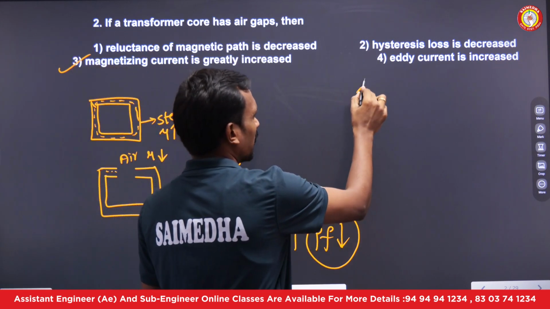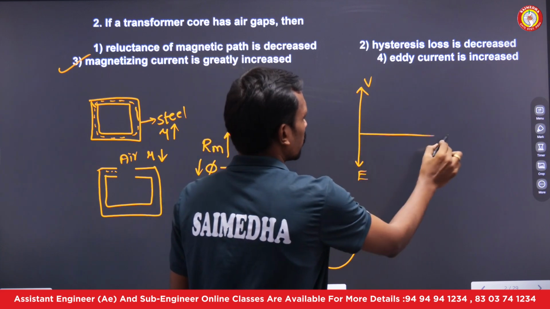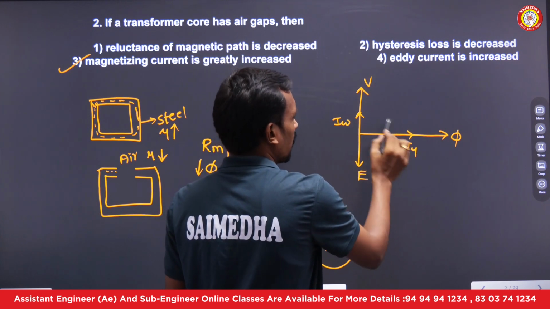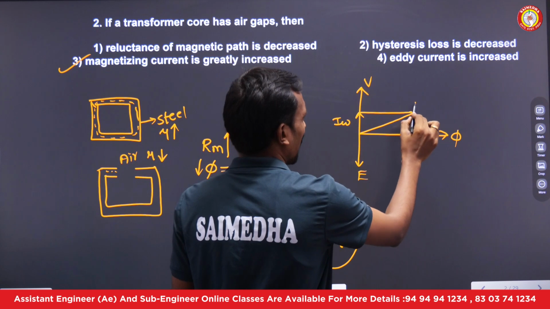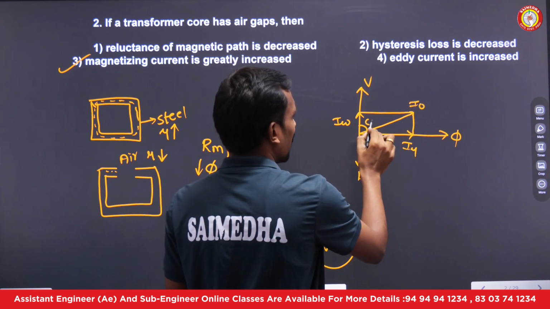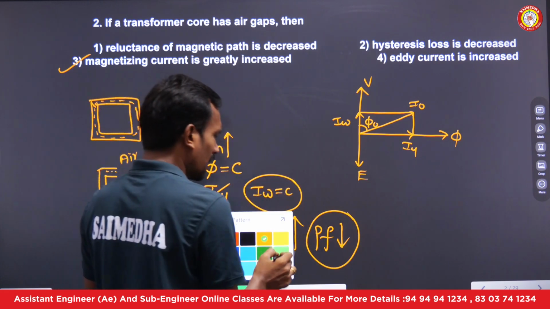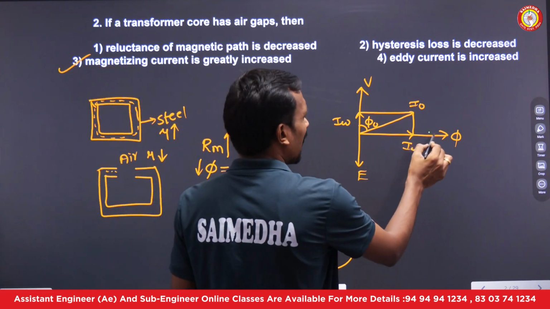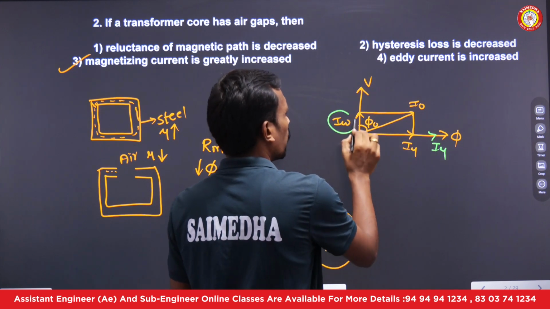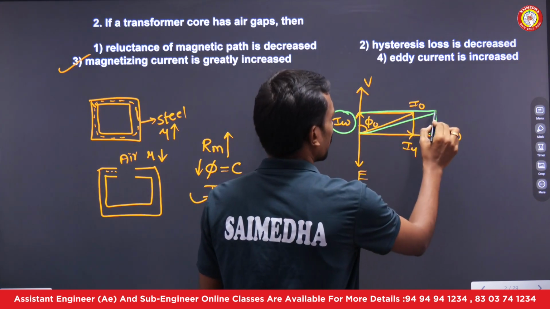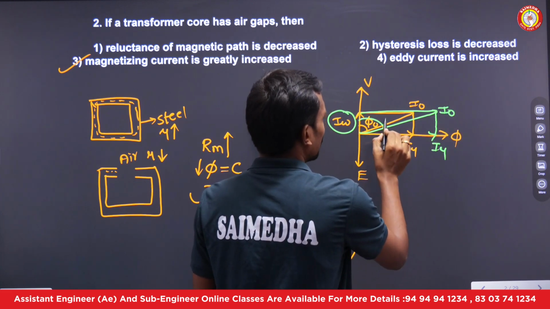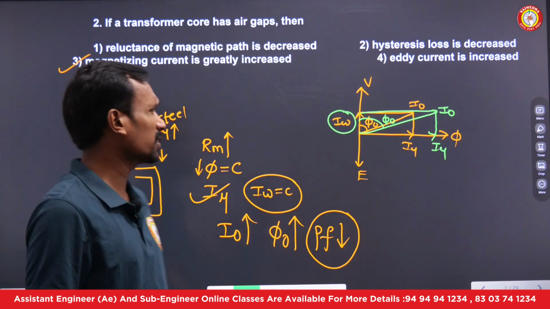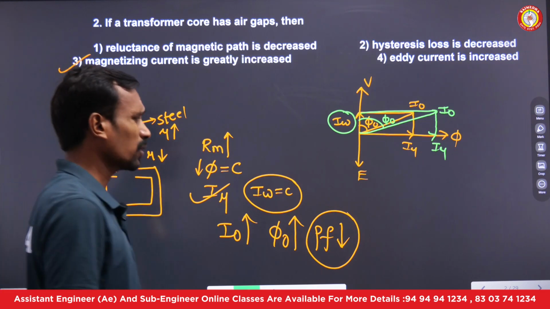When you draw the vector diagram, this is I w, and for example this is my I mu. The sum of I w and I mu is our I naught, and the angle between V and I naught is phi naught. This is the vector diagram under no load condition. When the air gap comes into the picture, the I mu value increases, with no change in I w. When I mu increases, I naught increases, the power factor angle increases, so the power factor will reduce. This is the second question. Let's go to the third question.